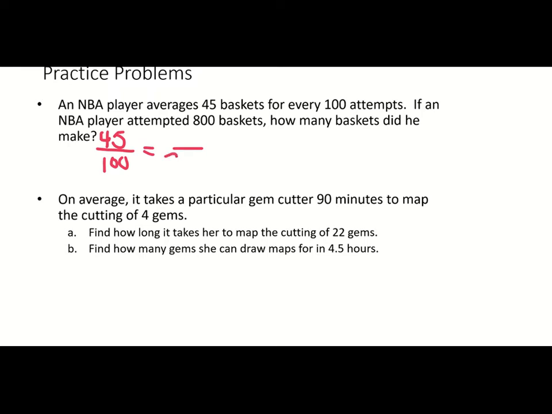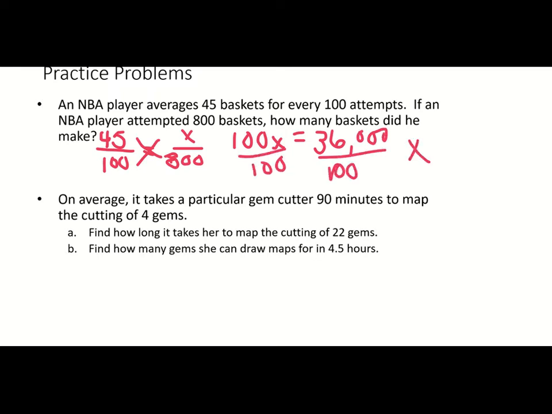So 100 is my baskets, so I'm going to put the 800 on the bottom, and then my x. So when I go to solve this, I'll have 100x is equal to 36,000. Divide by 100. And x is going to be 360 baskets.